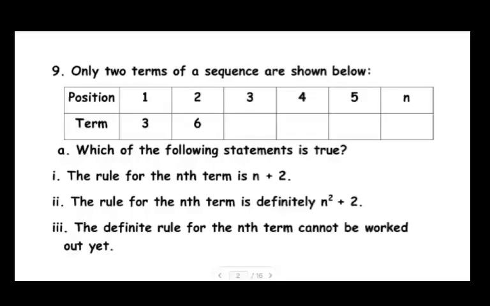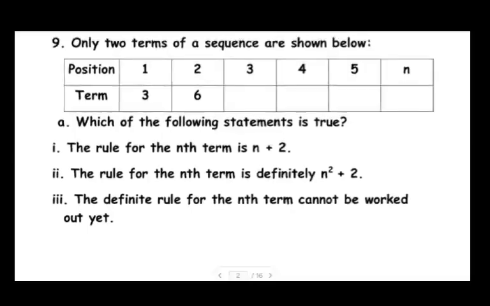Only 2 terms of a sequence are shown below. Okay. So, first position has 3, second position has 6. Which of the following statements is true? The rule for the nth term is n plus 2. So, n plus 2 means the position plus 2 gives us 3. Okay, this is good. Then a second position plus 2 gives me 4. But here it is 6. So this is not matching.